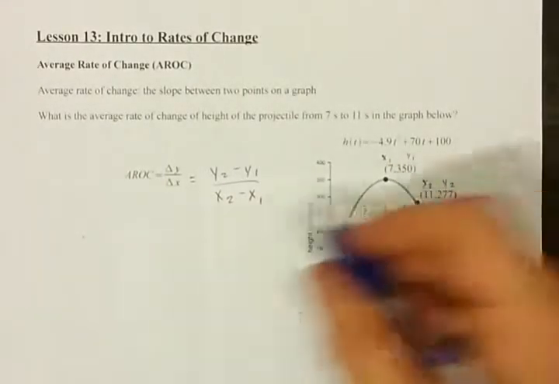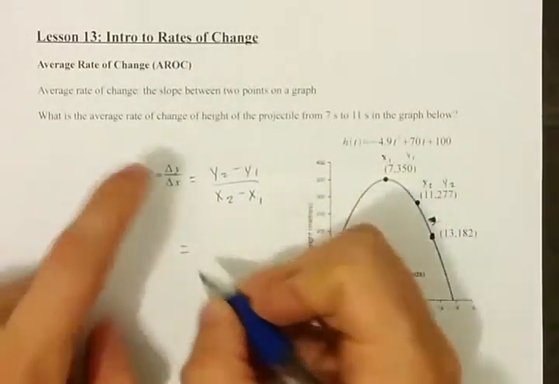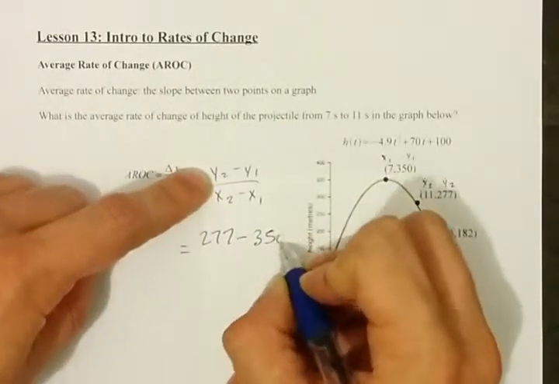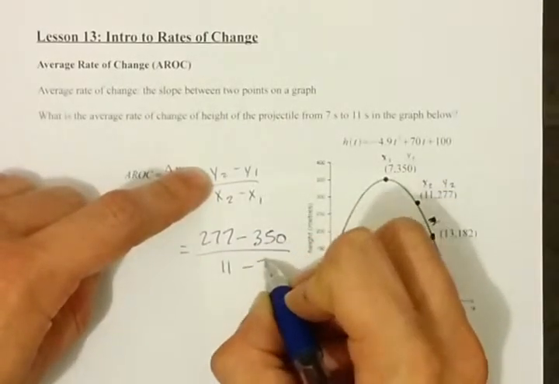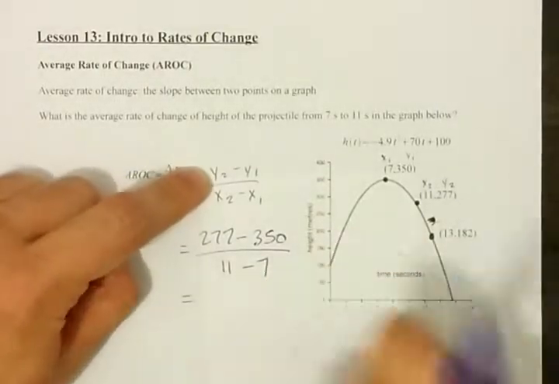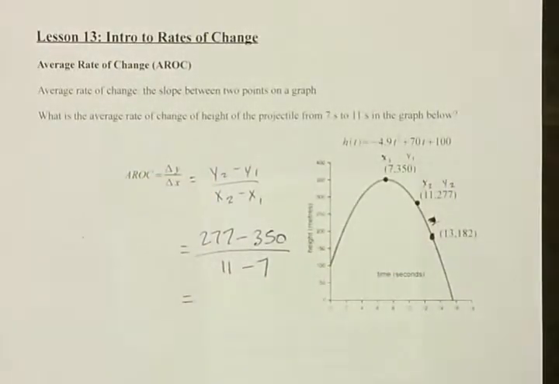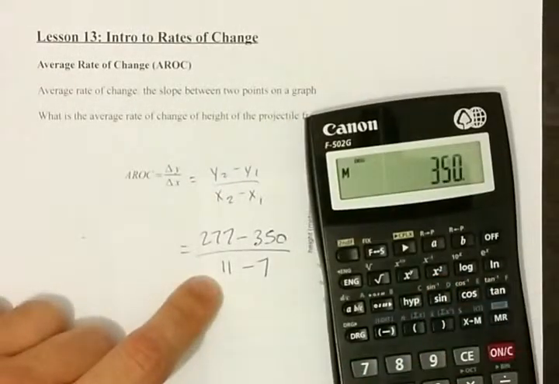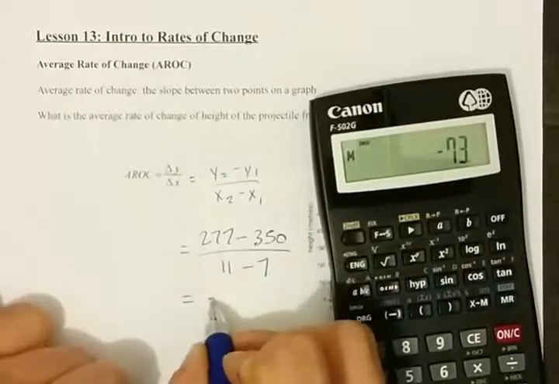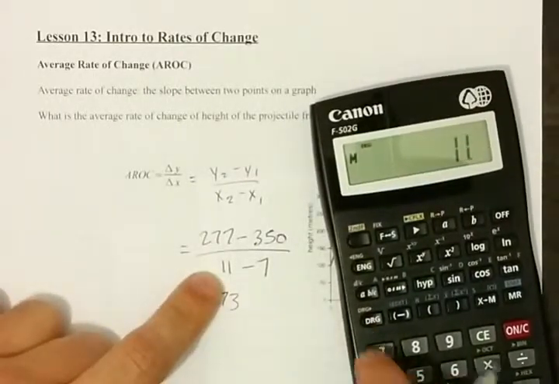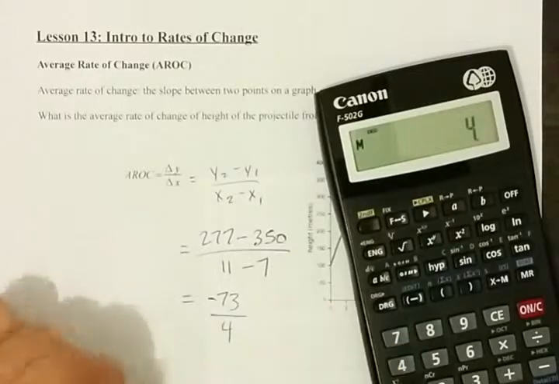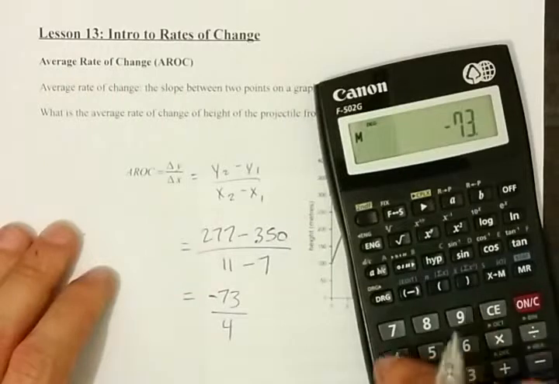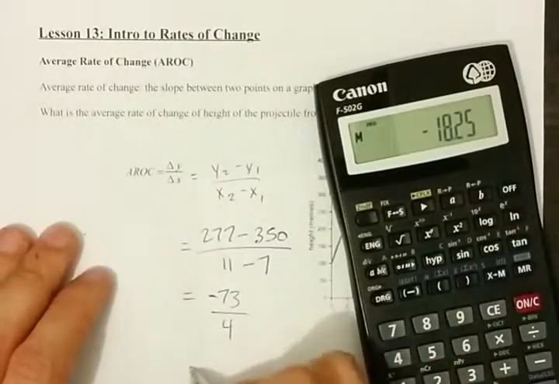All I have to do is plug these points in and get the slope between them. It's the easiest thing in the world. y2 minus y1 over x2 minus x1. Now I'm going to need a calculator for this. Where did I put it? Oh, it's right over here. 277 minus 350 gives me negative 73. 11 minus 7. I probably could have done that in my head. And negative 73 divided by 4 gives me negative 18.25.